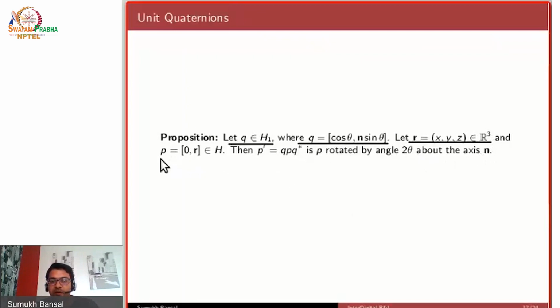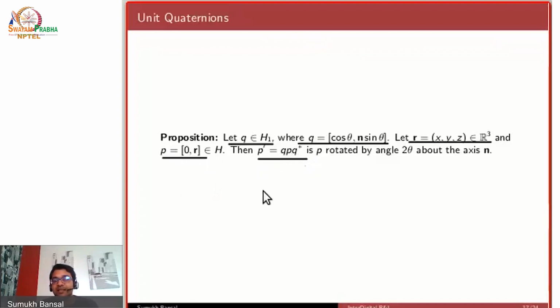And this quaternion form is represented by P over here, where 0 is the scalar part and R is the vector part. Now the proposition says that the rotated quaternion P dash is given by Q multiplied to P, then multiplied to Q conjugate.